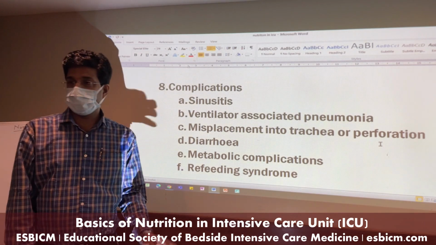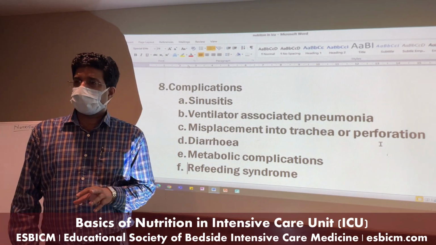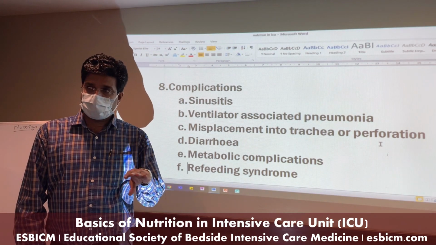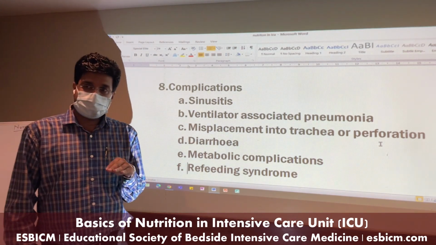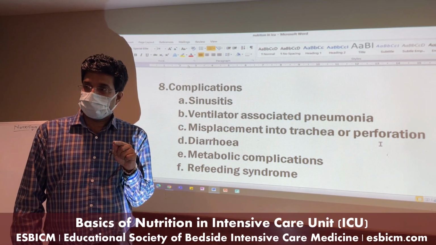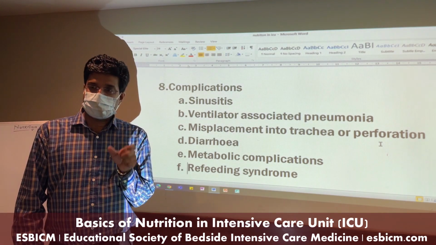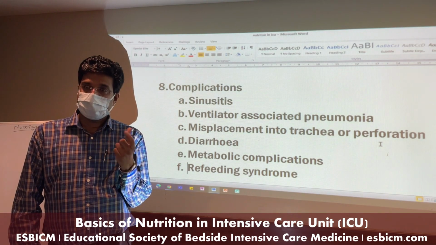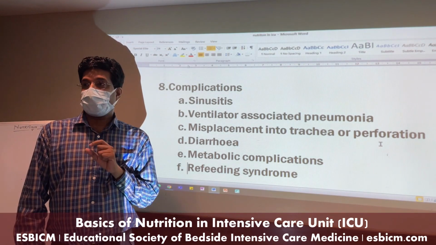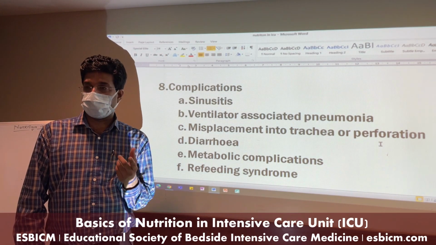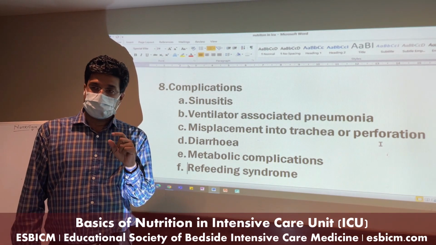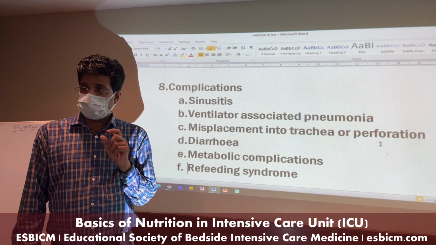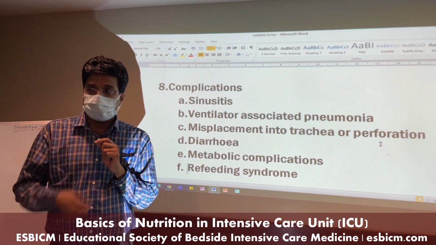Refeeding syndrome is very, very important. Usually esophageal cancer patients or long-time bedridden patients, if they are underfed, develop hypophosphatemia. You know ATP, adenosine triphosphate, is the major energy building block used in the mitochondria to generate energy, and phosphate is a very important component of that. If you are underfed for a longer period of time, you develop hypophosphatemia. So as soon as you start feeding this patient, the body gets phosphate and starts increasing the machinery.